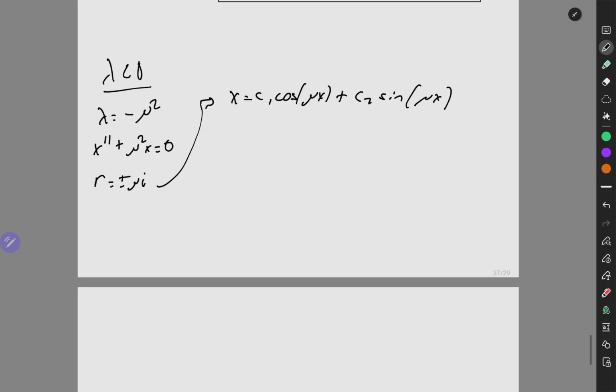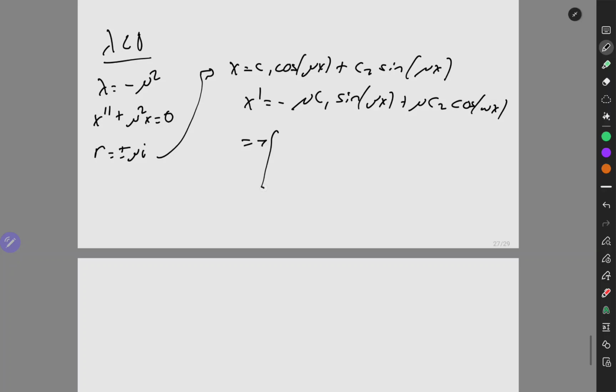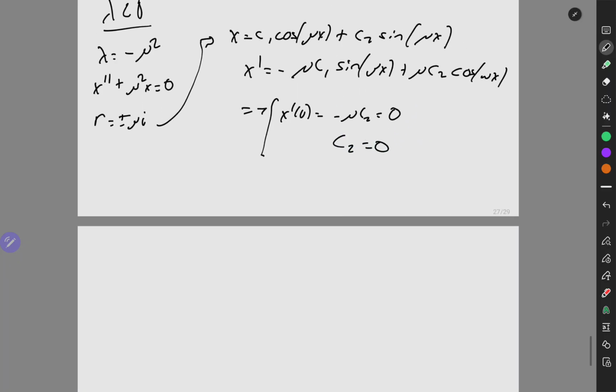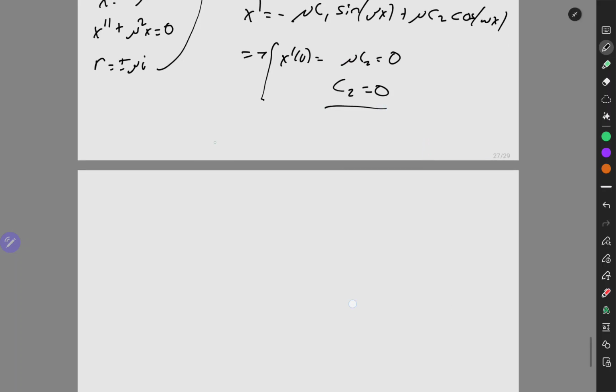This one we're familiar with how to do. We've solved one like this before, except that we have derivatives now. Negative mu C1 sine mu x plus mu C2 cosine mu x. X prime of 0 is equal to negative mu C2, which is equal to 0. That tells us that C2 is equal to 0, right? Cosine of 0 is 1. So I did that quickly. Oh wait, that's not negative. I did it too quick. C2 is 0, regardless.